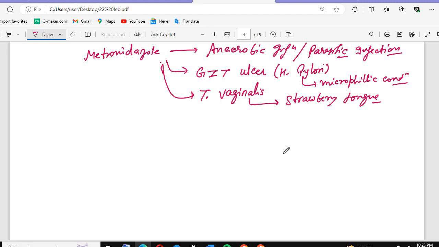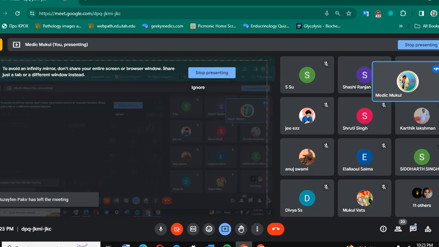That is seen in Wegener's. In scarlet fever, what do we get? We get the strawberry tongue. Oh, sorry. Here, in Trichomonas vaginalis, we get the strawberry vagina. So remember, in Wegener's granulomatosis, we see strawberry gums. But in case of Trichomonas vaginalis, strawberry vagina. In case of scarlet fever or Kawasaki disease, we have the strawberry tongue. Okay. So remember this thing.